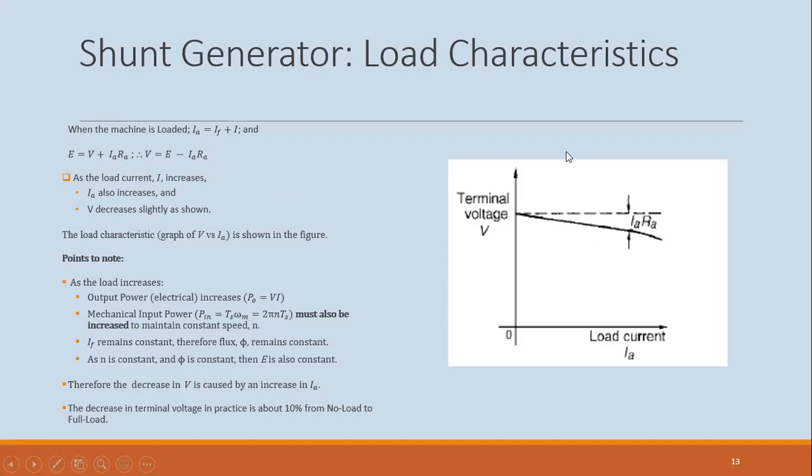Right? Now this decrease in terminal voltage is usually about 10% from no load to full load. All right. You can read through these, but the major point is that when you look at this equation, as you increase the load, you also increase the armature current for the generator. And then as you increase the armature current, you're increasing the voltage drop across the armature conductors, and hence you're reducing the terminal voltage.